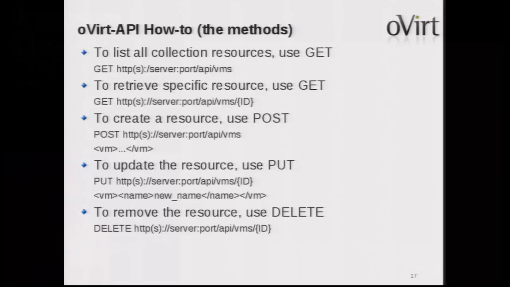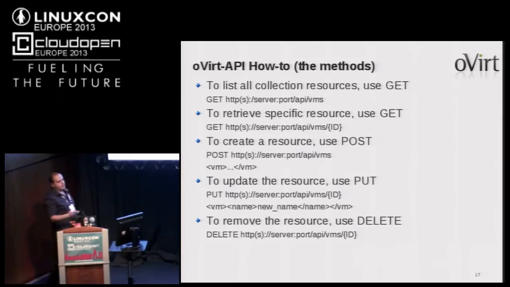So in order to list the VMs, you just do a get on the VMs collection. If you want to get a specific one, you also use HTTP get with a specific ID. Create a new VM using post, giving the VM details. Updating, in here we rename the VM, so we just pass the new name of the VM, and in order to delete it, we do HTTP delete and give the resource ID, the URI to the resource.